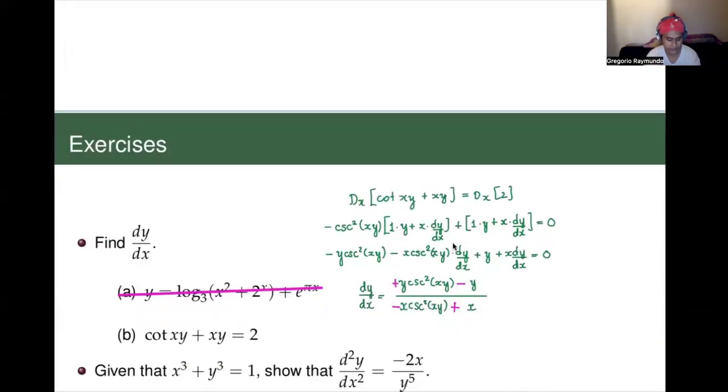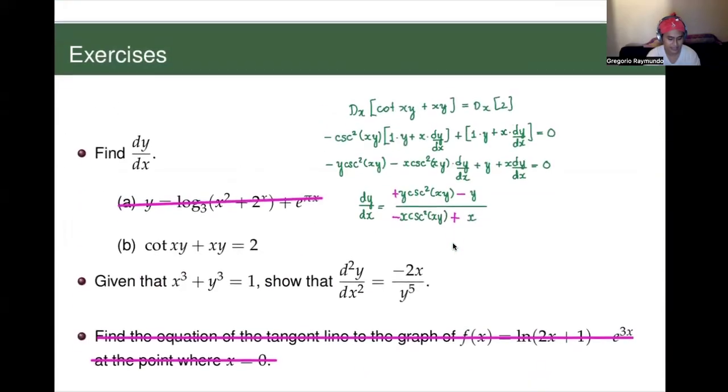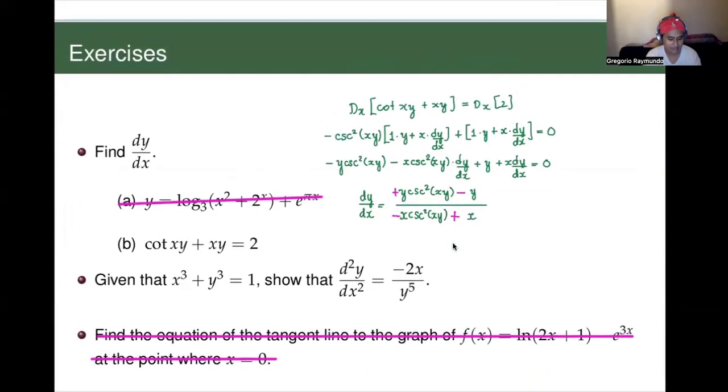Okay. Oh, one more. Okay, let's look at this last example here. Find the derivative of cotangent xy plus x is equal to 2. Okay. So this cotangent xy, the xy is locked inside. So we get the derivative of cotangent xy plus x is equal to the derivative of 2 with respect to x. The derivative of 2 is easy, 0.